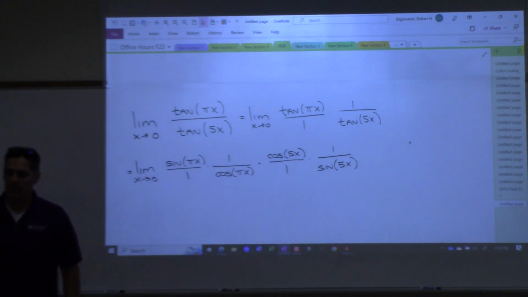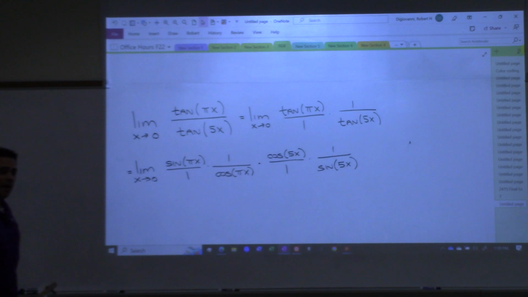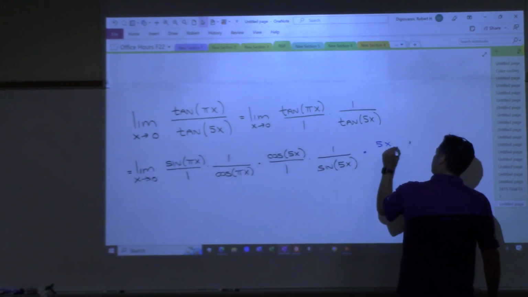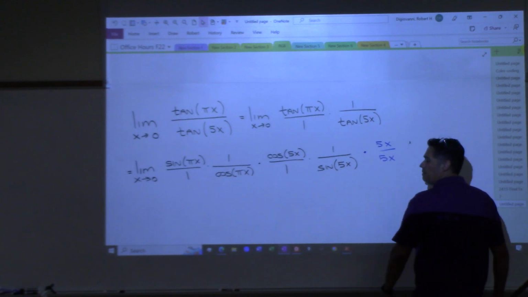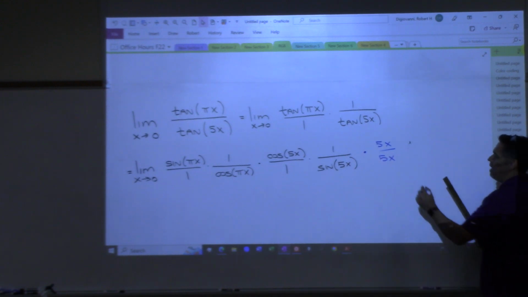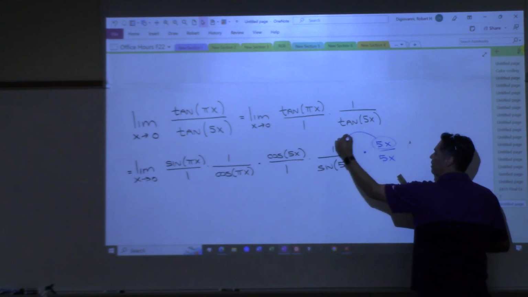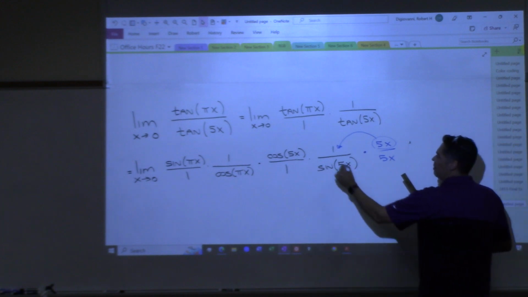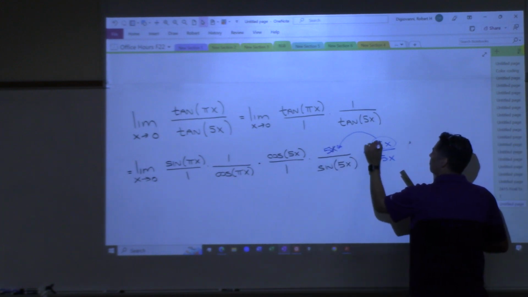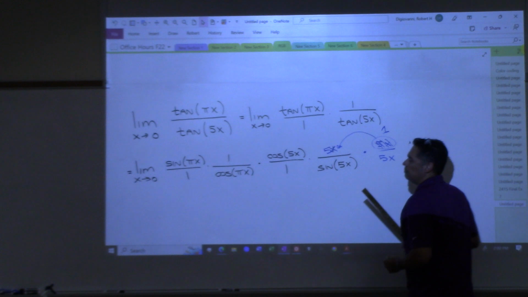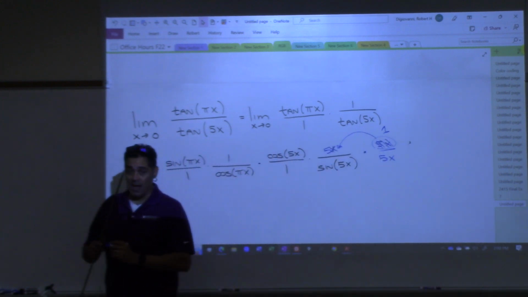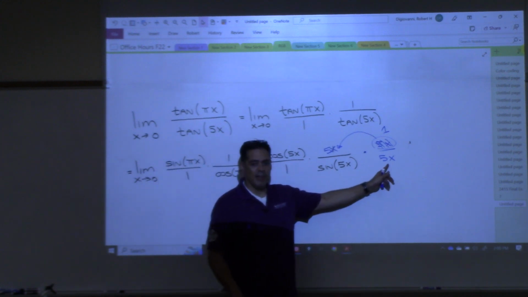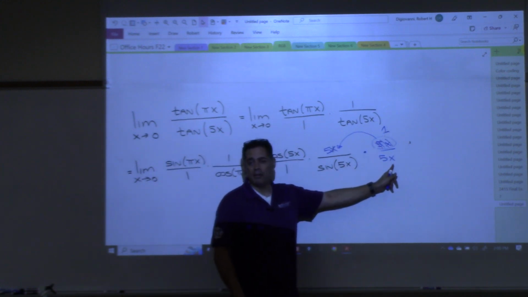So how do I fix it? I need a 5x on top. But if I put a 5x on top, I'm going to need a 5x on the bottom as well. Right? I will have to take this 5x, and I will dump it right here, on the top there. Make that 5x. That'll become a 1 there. I have now fixed that problem, right? This is no longer an issue. This goes to 1. But again, I've created a problem here, haven't I? Because I get 1 over 0 again.